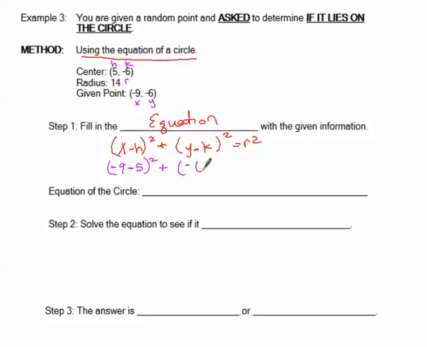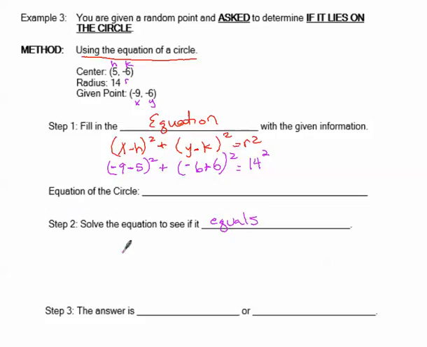y minus, so k is negative, so it's going to be plus, right? Or you could write minus -6. It's the same thing. Okay, so when h is positive, it looks like negative down here. When it's negative, it looks positive down here. So we talked about that before. Equals r squared. Okay, so that's 14 squared. So solve the equation to see if it equals.